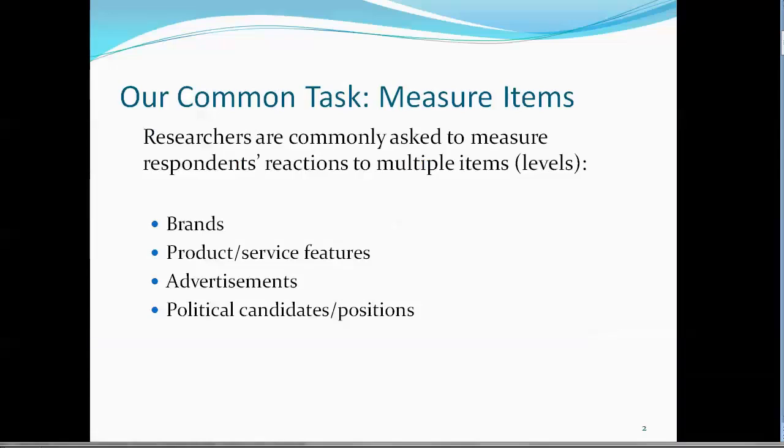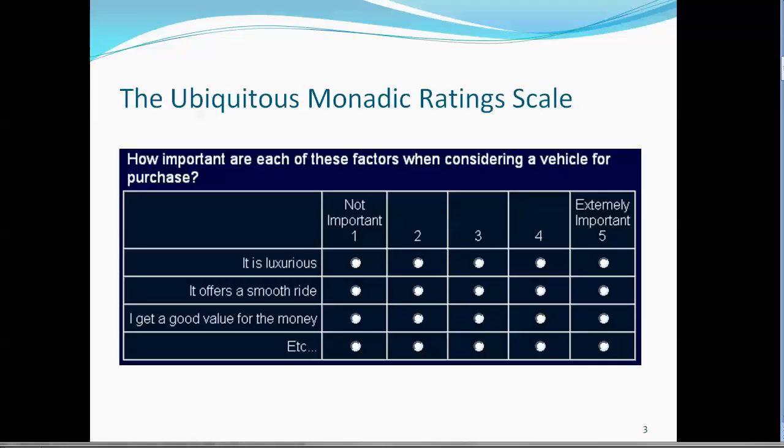In market research, our common task is to measure items. We're commonly asked to measure brands, products, services, features, advertisements, political candidates, positions, all sorts of things. We want to learn importance and preference, and typically what we do is the ubiquitous monadic rating scale. That fancy word means essentially a grid, a rating scale where we show the items and we ask people to rate them on, say, a 1 to 5 point scale or a 0 to 10 point scale.